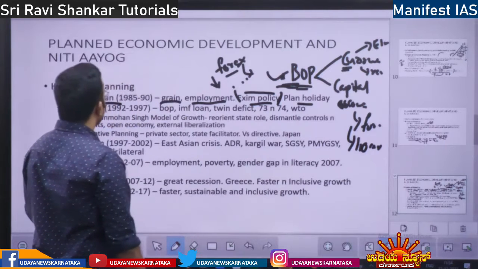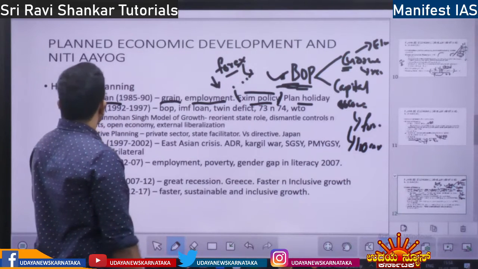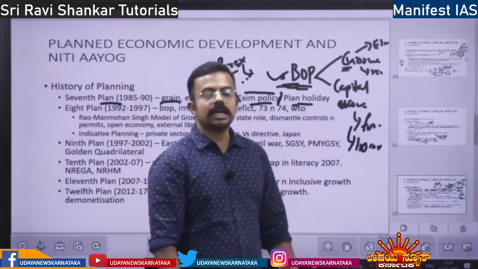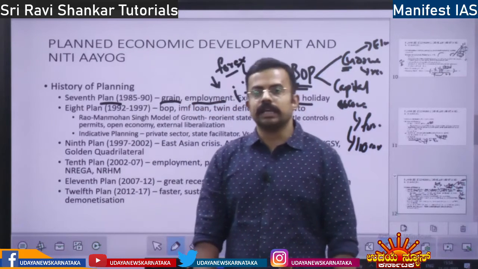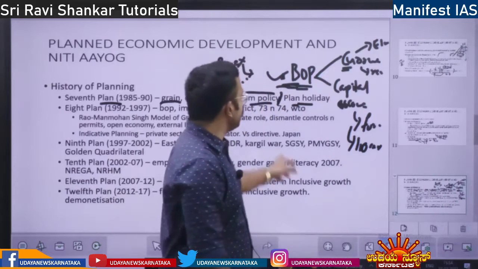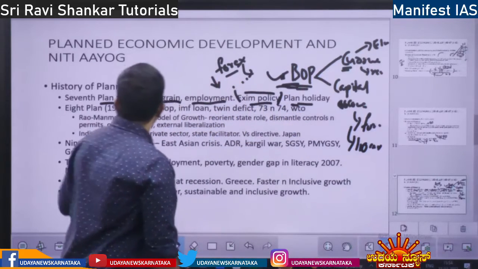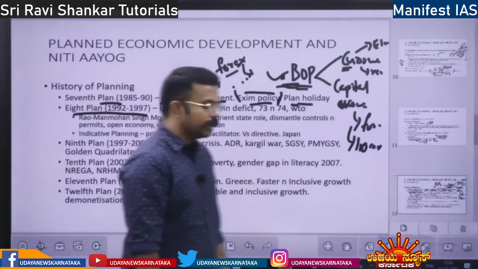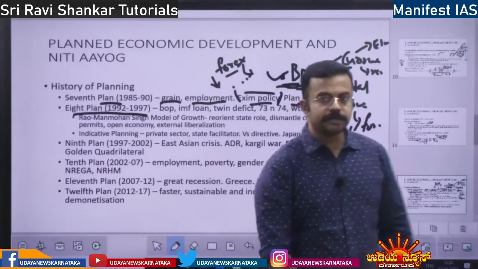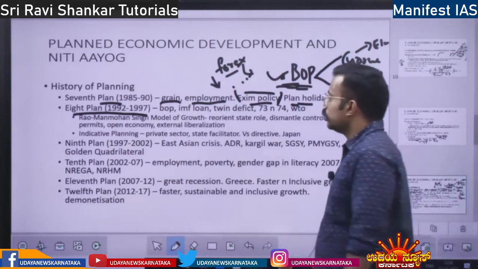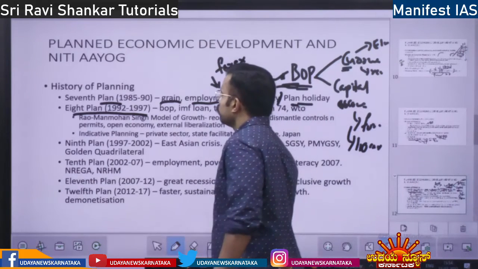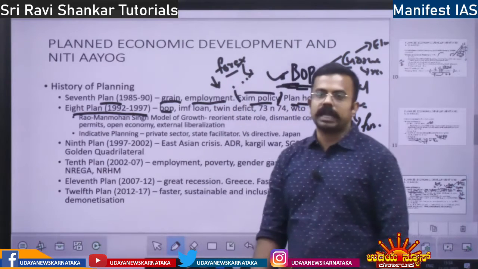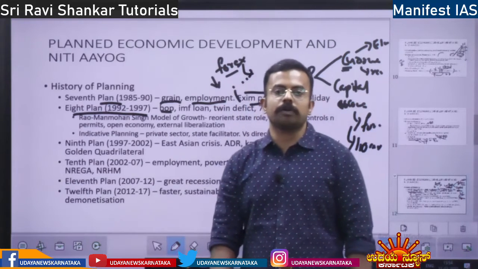So then they do a plan holiday. For 2 years we cannot do anything, no plans. So there will be a plan holiday. Next, we have the 8th plan, from 1992 to 1997. The 8th plan starts. So what is the 8th plan? Why the 8th plan? I told you already, the BOP crisis, balance of payment crisis, I already spoke about.